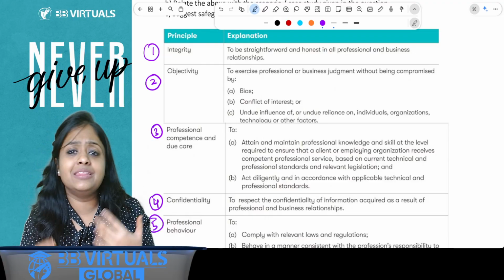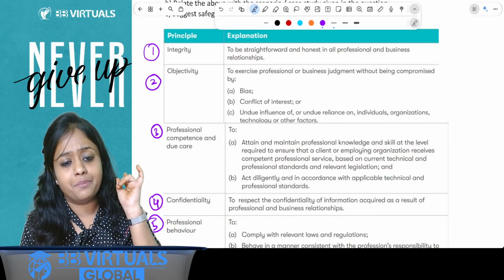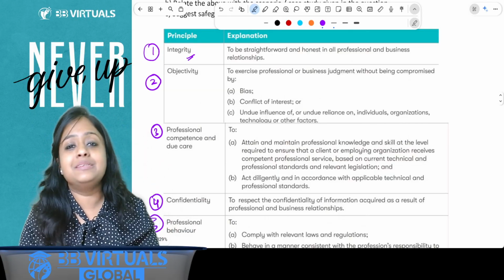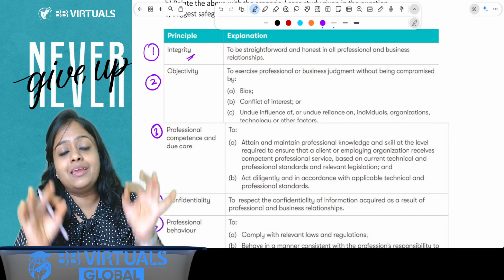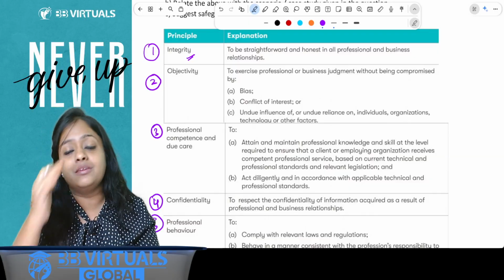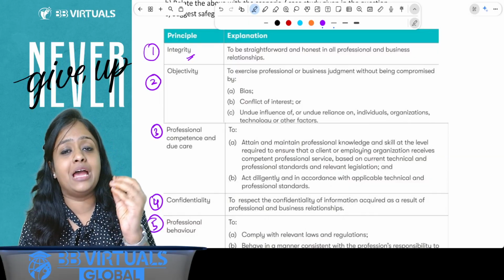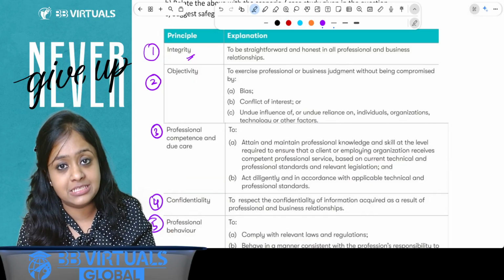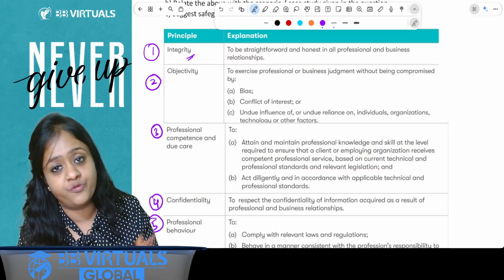So let's understand these principles with examples one by one. First is the principle of integrity. It basically means what? Let's say you are given a case study and therein it is being said that you are a financial controller or a CFO or a finance manager of an entity and you are ACCA qualified.